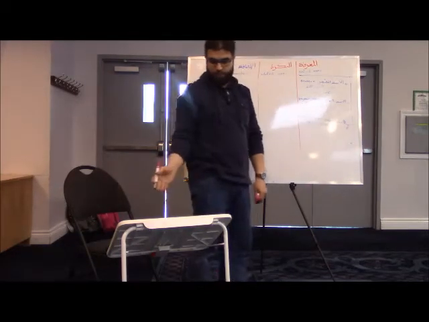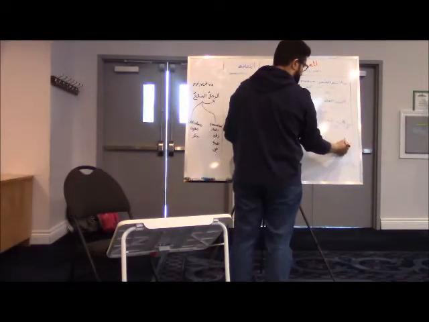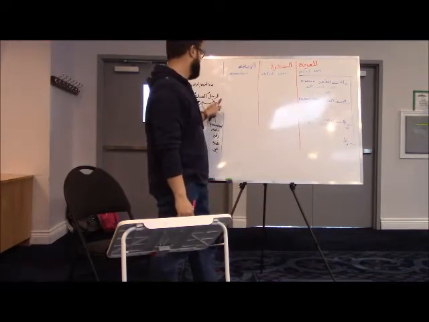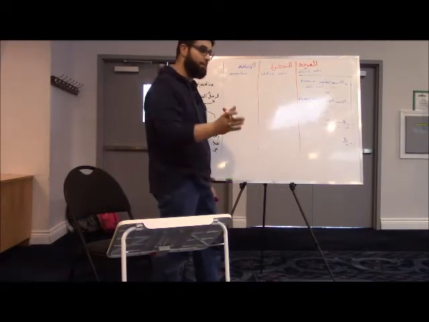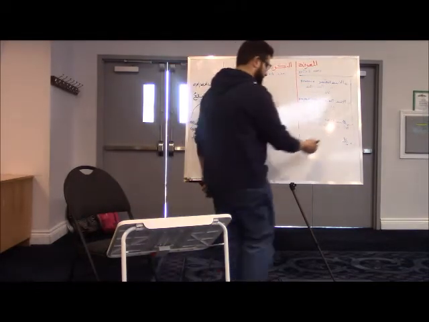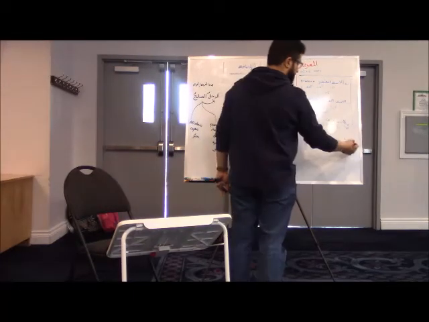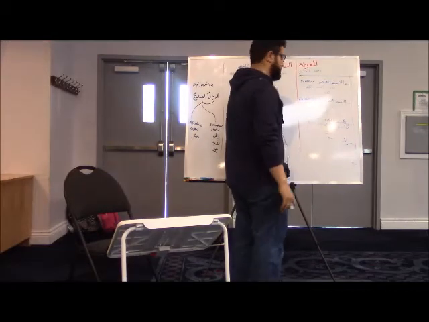After that, any noun that has alif and lam at the beginning of it. So rajul, man, put alif lam: al-rajul. Salih, put alif lam: al-salih. Anything that has alif and lam becomes immediately 'the'. In English, this is the equivalent of 'the'. That's all it is.